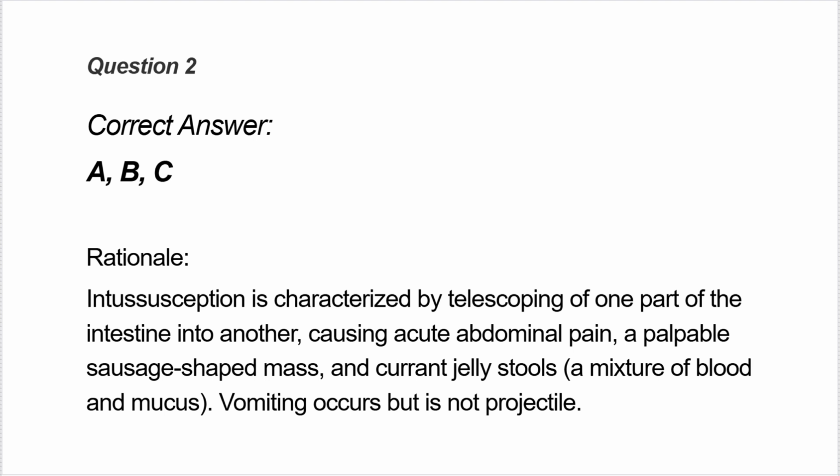Rationale. Intussusception is characterized by telescoping of one part of the intestine into another, causing acute abdominal pain, a palpable sausage-shaped mass, and currant jelly stools, a mixture of blood and mucus. Vomiting occurs but is not projectile.